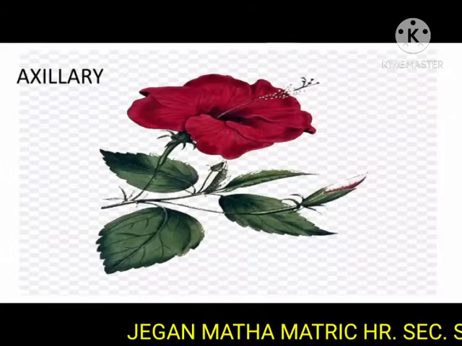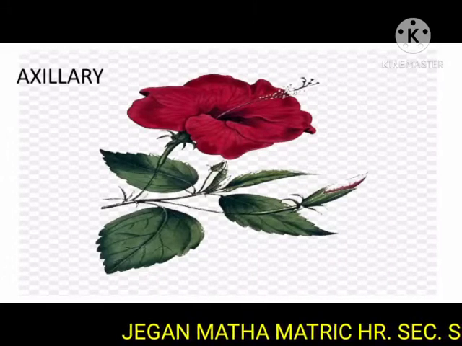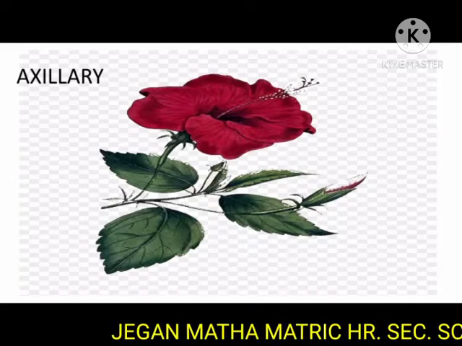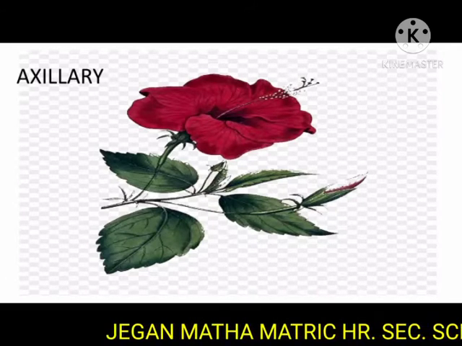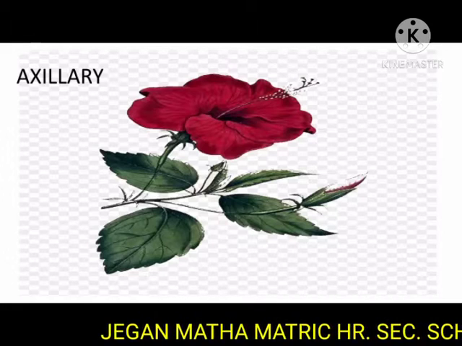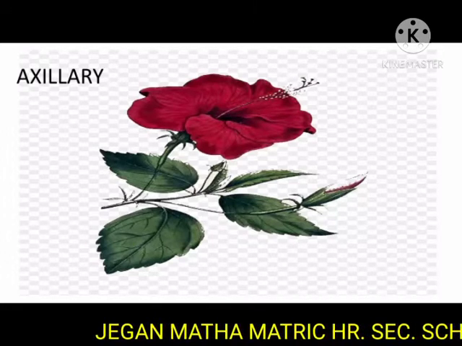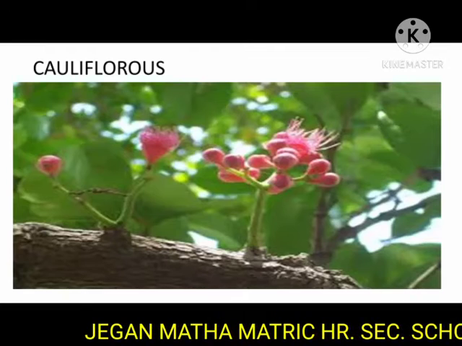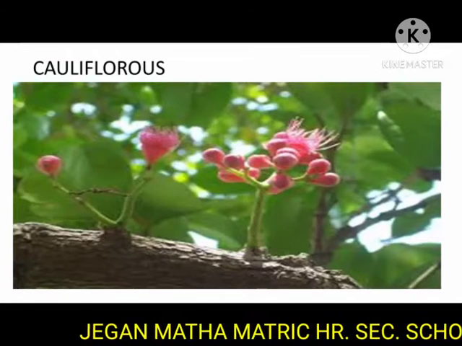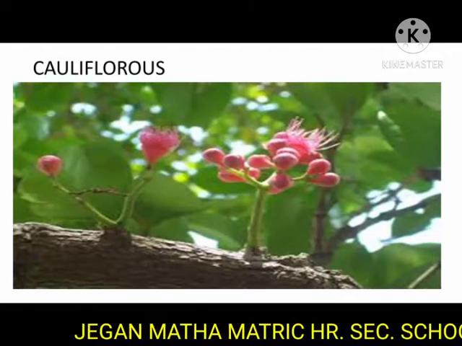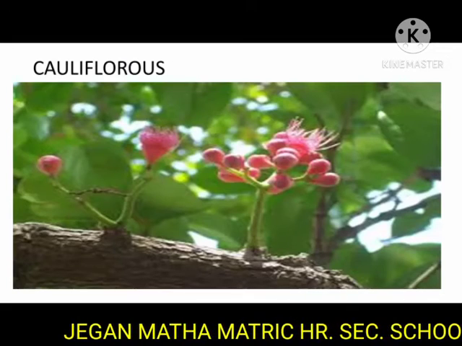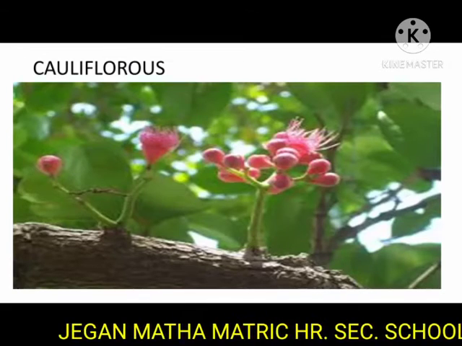Axillary. Inflorescence present in the axil of the nearest vegetative leaf. Example, hibiscus. Cauliflorous. Inflorescence developed directly from a woody trunk. Example, Theobroma cacao.